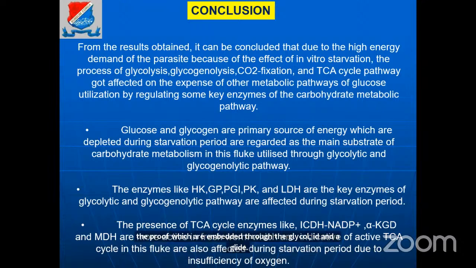Enzymes like hexokinase, glycogen phosphorylase, phosphoglucose isomerase, pyruvate kinase and lactate dehydrogenase are the key enzymes of the glycolytic and glycogenolytic pathway, and they are affected during the starvation period. TCA cycle enzymes like ICDH, alpha-ketoglutarate dehydrogenase and malate dehydrogenase are active in the fresh fluke, indicative of an active TCA cycle, but are also affected during the starvation period due to the insufficiency of oxygen.